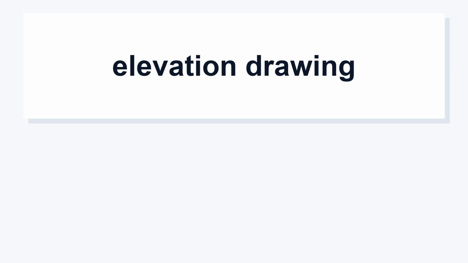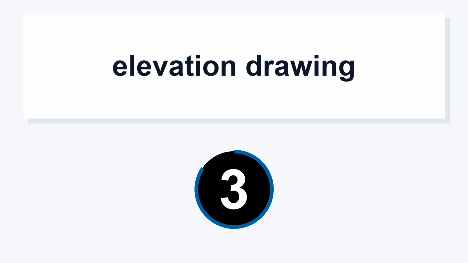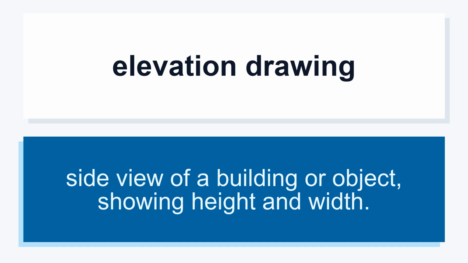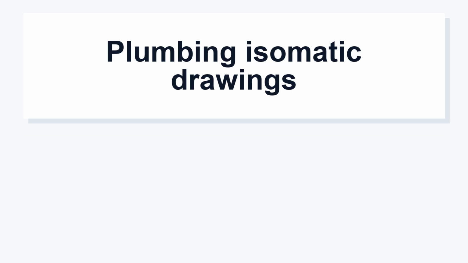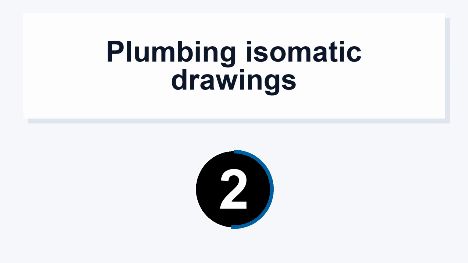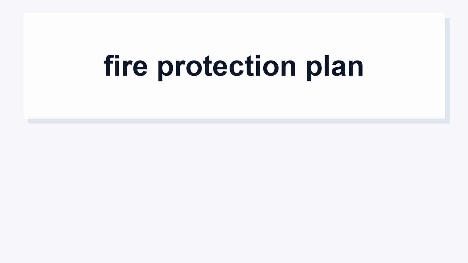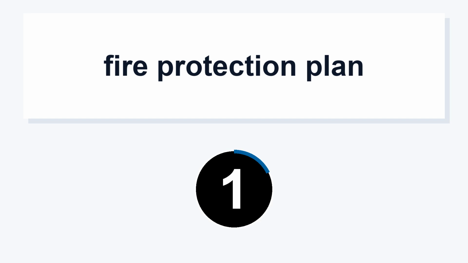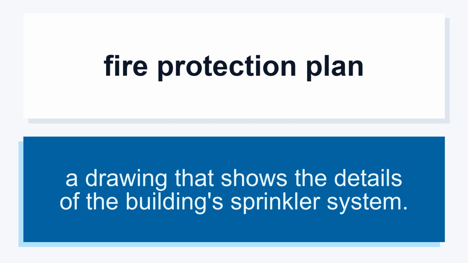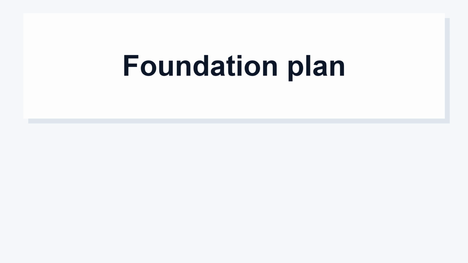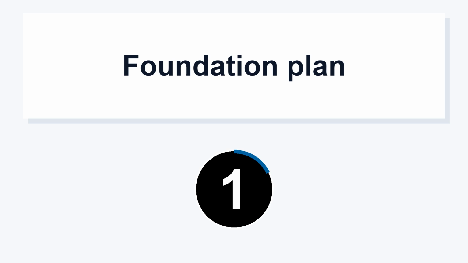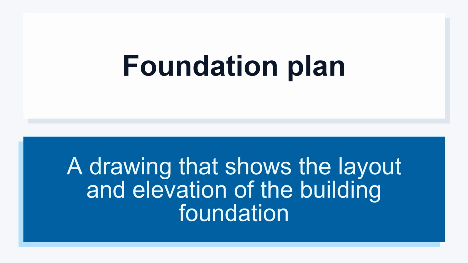Elevation drawing. Side view of a building or object, showing height and width. Plumbing isometric drawings. A type of three-dimensional drawing that depicts a plumbing system. Fire protection plan. A drawing that shows the details of the building's sprinkler system. Foundation plan. A drawing that shows the layout and elevation of the building foundation.